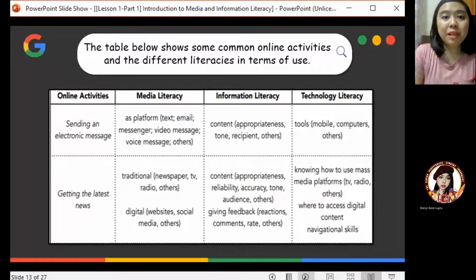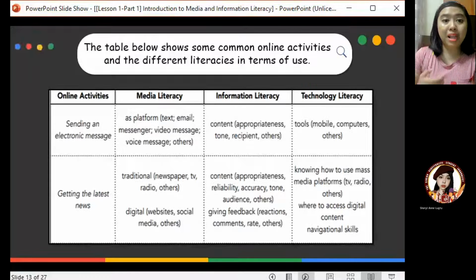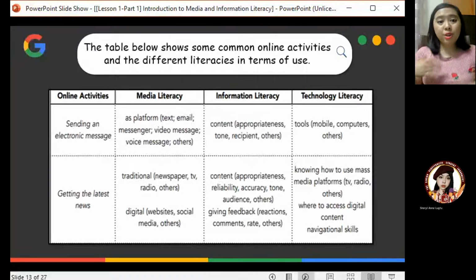Now, this table here shows how common online activities and different literacies are being used. First, in sending an electronic message. Before, during my high school days, we were simply using our cell phones, the one with keypads. If you have that, because nowadays I think they're still selling it, for spare phones. So before, that's the only way that we could send our message, by simply using that keypad cell phone and sending text messages. But nowadays, there are a lot of ways wherein you could send your message.